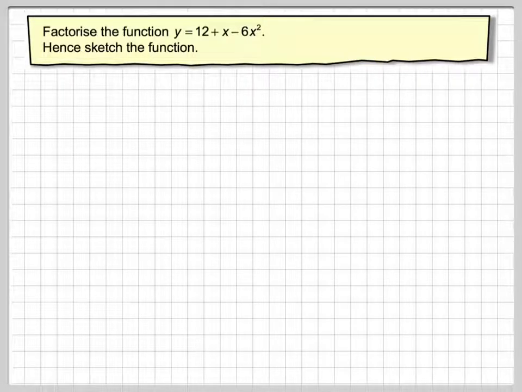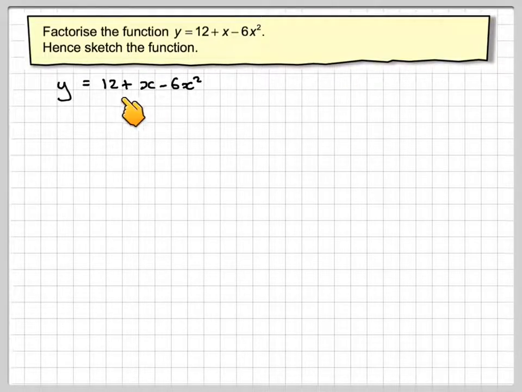Right, in this video we're going to factorize the function y is equal to 12 plus x minus 6x squared, and then hence sketch the function. So we've got y is equal to 12 plus x minus 6x squared.